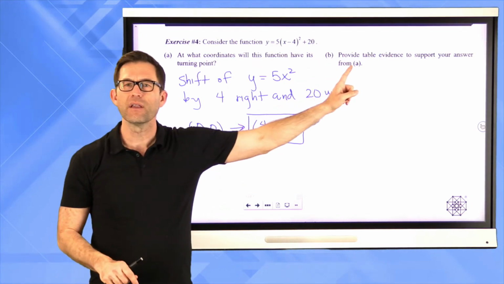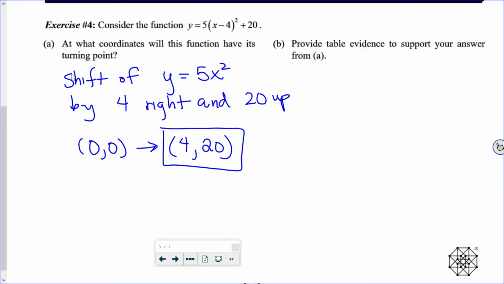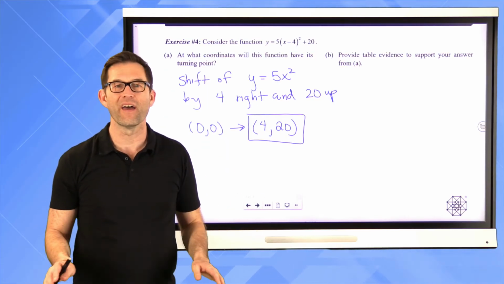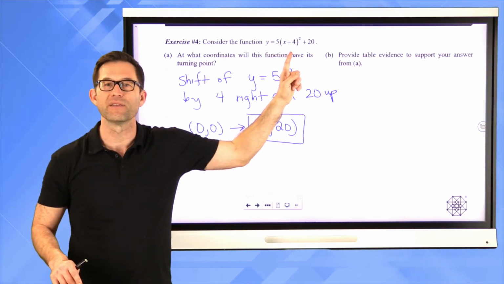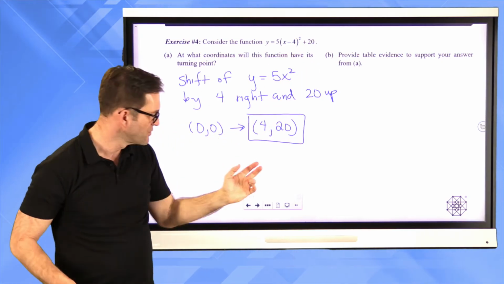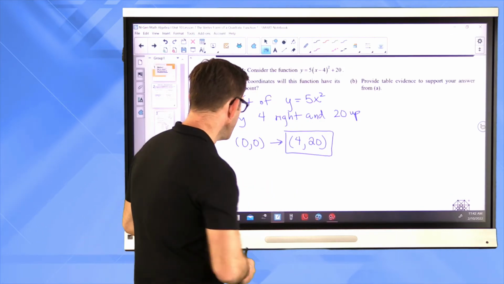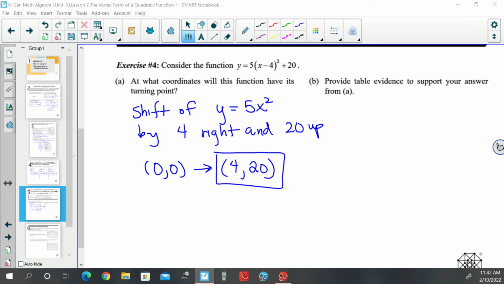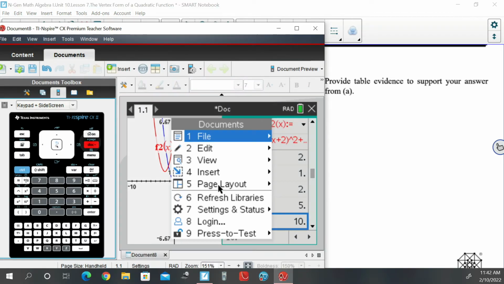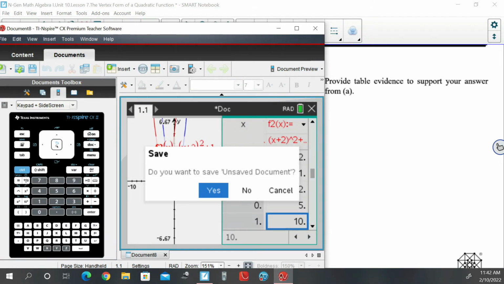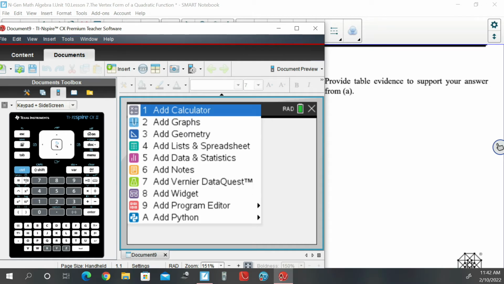Now let's take a look at letter B just to make sure. Provide table evidence to support your answer from A. In other words, I want to see in a table without any question that our turning point is at the point (4, 20). Now let's bail out of here. All right, let's open this thing up. Let me open up just a brand new document. Okay, let's add a graph, right?